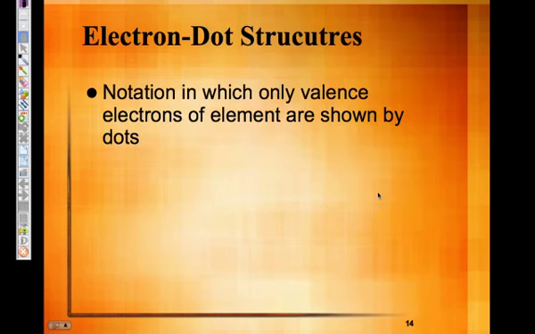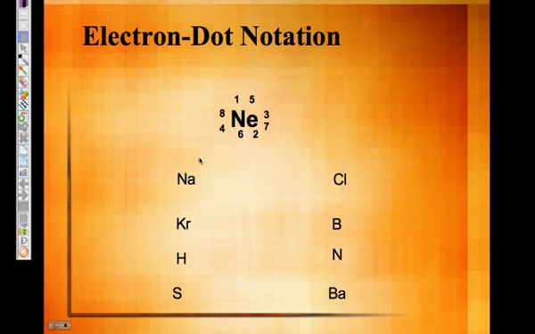To show these valence electrons, we draw what's called an electron dot structure. That's misspelled up there, isn't it? Structure: the notation in which only valence electrons in an element are shown with dots. So we'll have the element symbol written, and then we're going to draw the valence electrons with dots. Here's an example, neon.